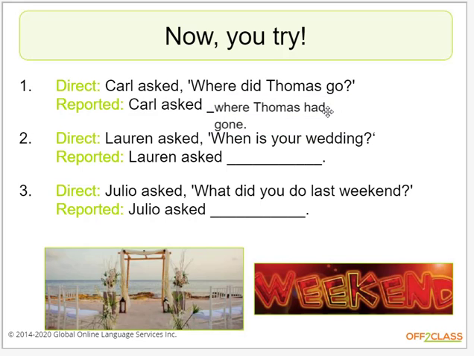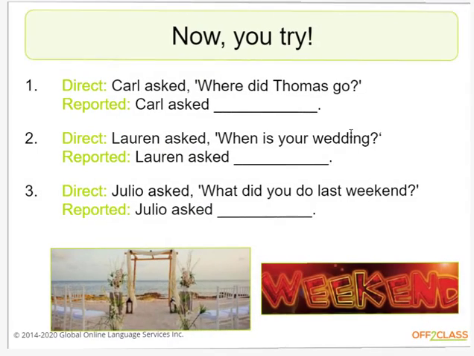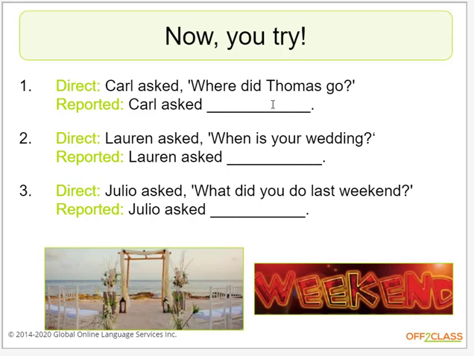Now, why is it like this? Why is there no did or do? Because remember, let me show you. We use the past perfect tense of the verb go. This is the past tense. The question's in the past tense. Had gone. Right? We don't use do or did. That's why it's where Thomas had gone as opposed to where did Thomas go.